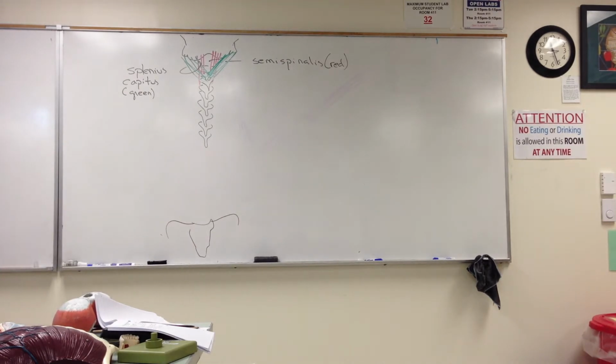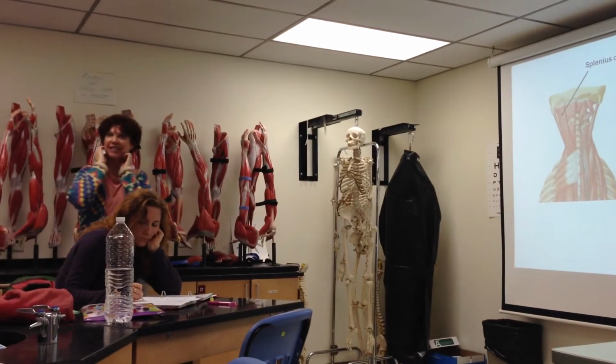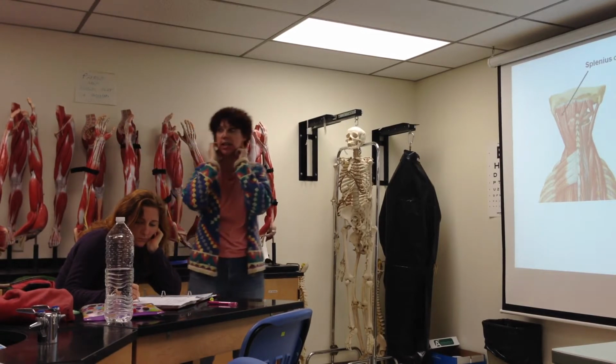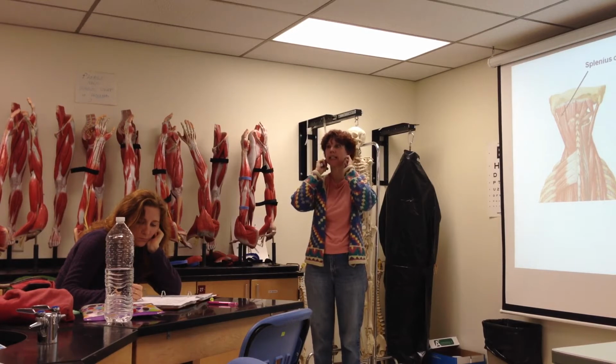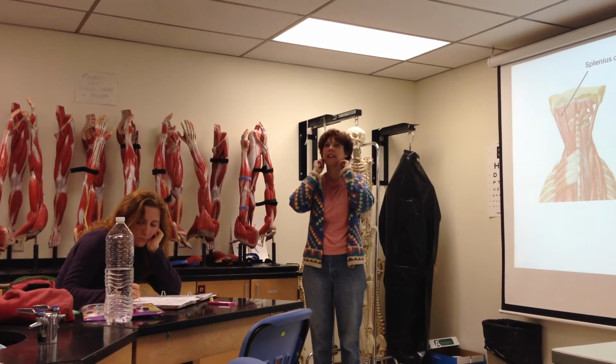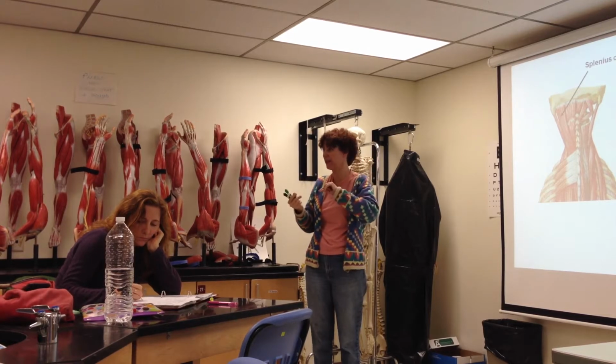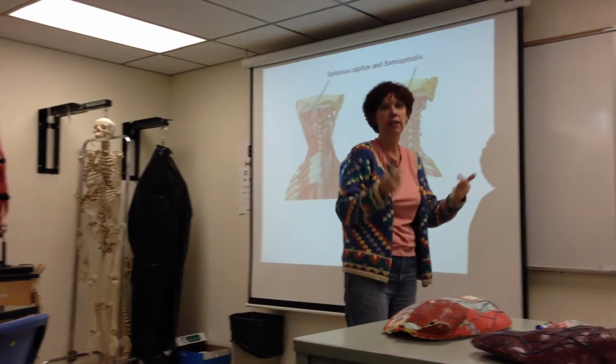Splenius capitis and sternocleidomastoid can be described as having a relationship that's both synergistic and antagonistic. Turning the head from side to side, they're sharing the same function, so they are synergistic to each other. Sternocleidomastoid flexes the cervical vertebra. Splenius capitis extends the cervical vertebra. So in that movement, they have the opposite function, so they are antagonistic. You just have to look at what the movement is. When they do the same function, they're synergistic. When they do the opposite function, they're antagonistic.